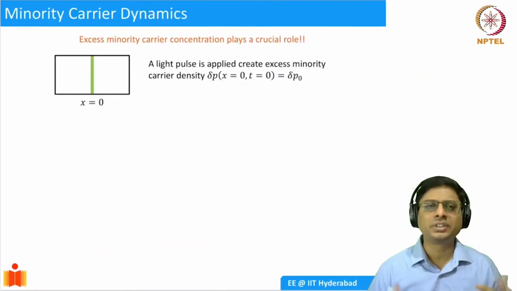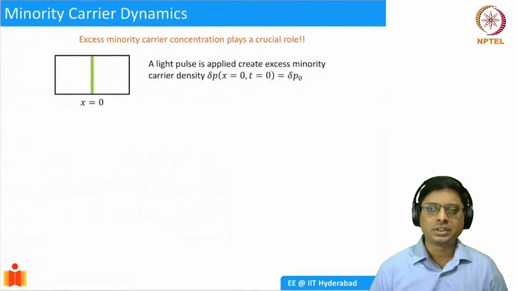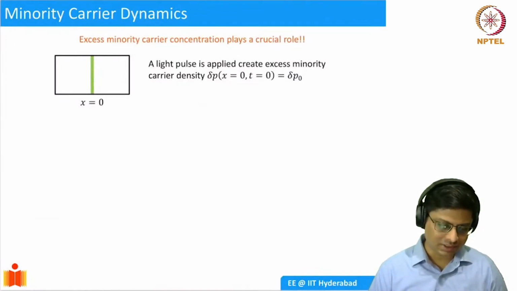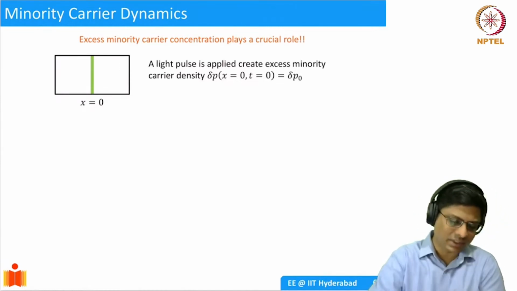We want to determine how these quantities change as a function of position, as a function of time. To do that, we need to solve some equations. Okay? We'll try to build that equation. To do that, let's just consider a situation where you have basically a semiconductor. Let's call it an N-type semiconductor.